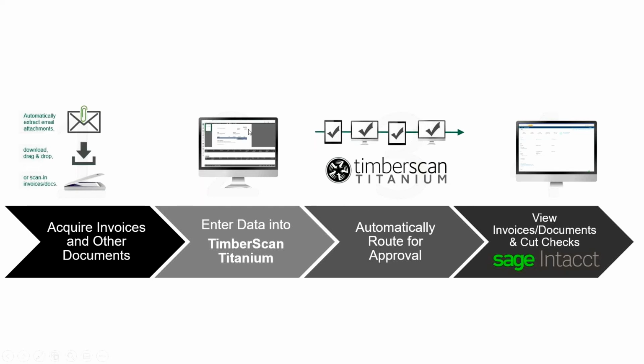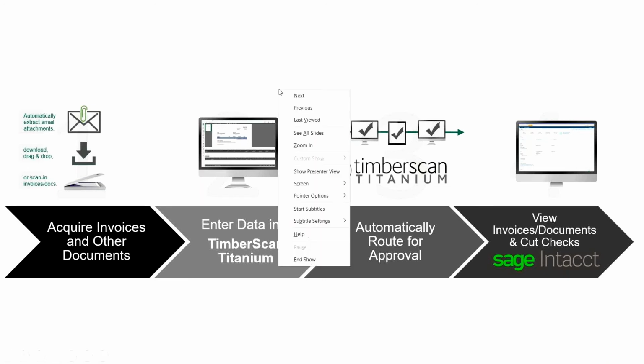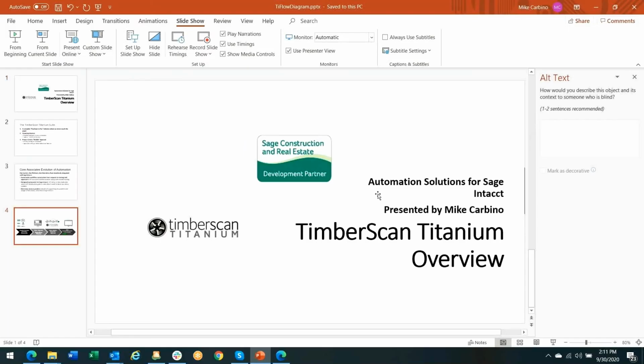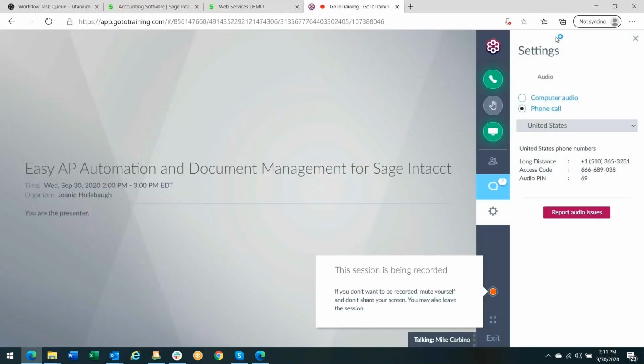You can use them as supporting documents, and I'll show you an example of that. Or you can also just use them for other purposes, like, for example, if I needed to take a contract and route that contract to various people and let them review and approve it, I can use that workflow just as if I were doing something with an AP invoice. Okay, so with that, let's go ahead and get out of the PowerPoint, and let's go into TimberScan Titanium.